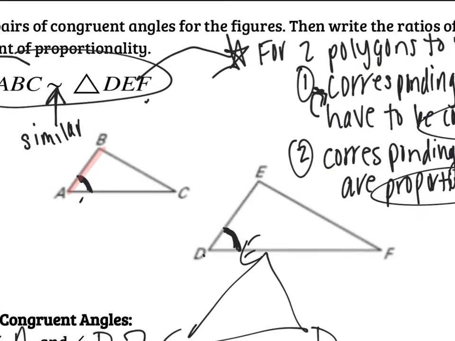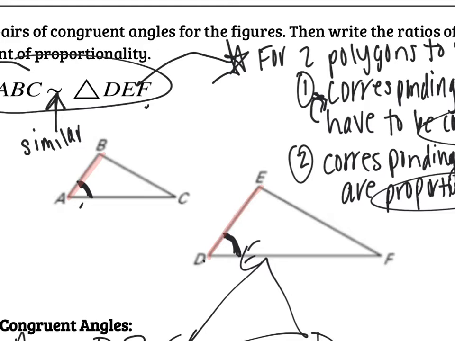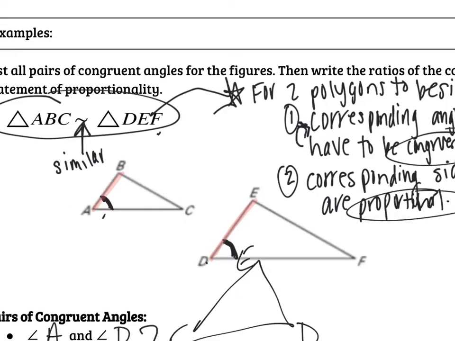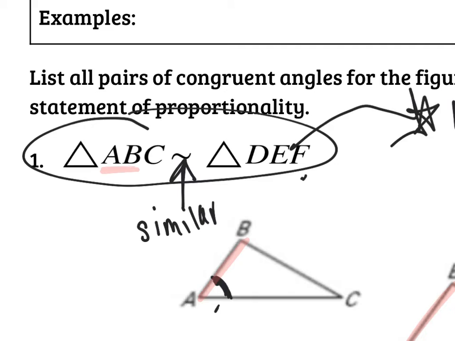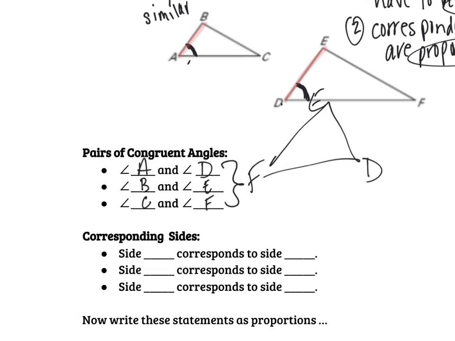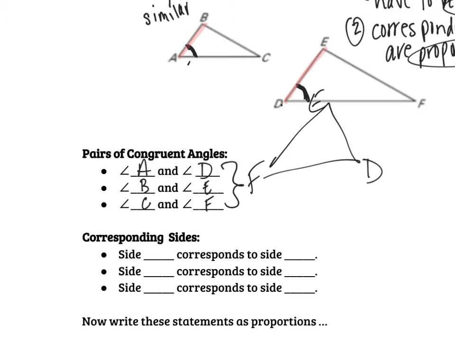From the picture, it looks like it's partners with DE, right? They're both on the left side of the triangle. We do need to double check, though, that that is the case based on our naming. So if you guys look, AB are the first two listed and DE are the first two listed. Those side lengths occupy the same position, so they are partners. So I would say down here that side AB corresponds to side DE.